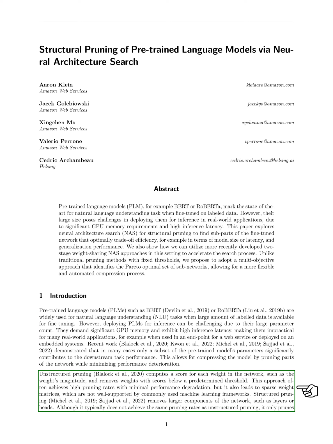There are two main approaches to pruning: unstructured pruning, which removes individual weights based on their importance score, and structured pruning, which removes larger components like entire layers or heads. While unstructured pruning can achieve high compression rates with minimal performance loss, it leads to sparse weight matrices that are not well supported by common machine learning frameworks. On the other hand, structured pruning, though it may not compress as much as unstructured pruning, is more compatible with popular deep learning frameworks and hardware.